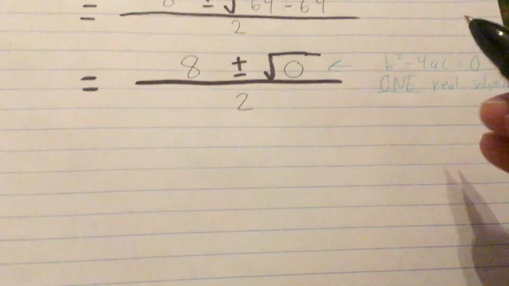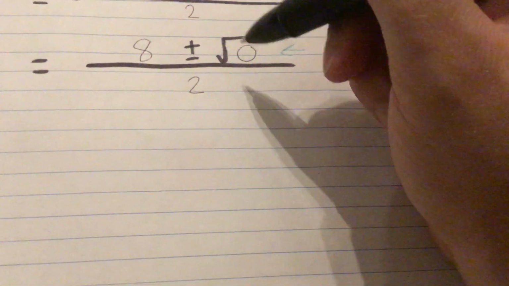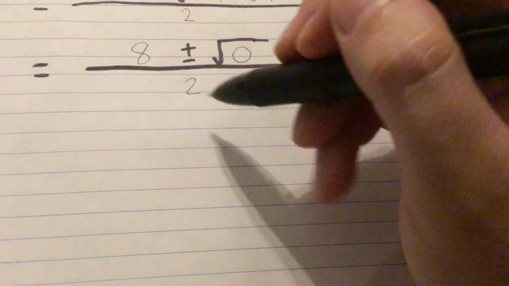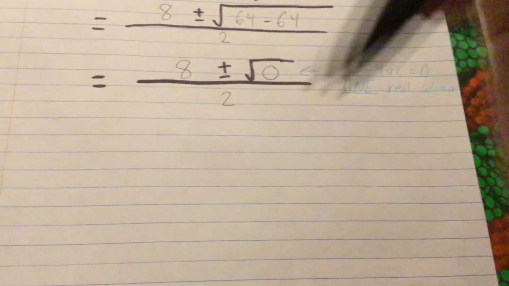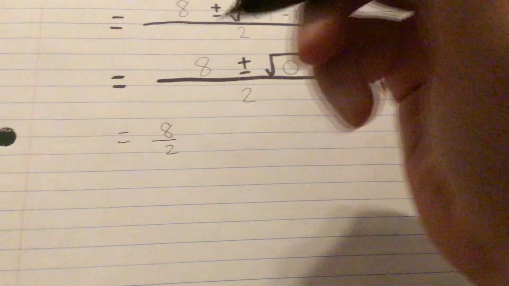So think about it like this. If the square root of 0 is 0, then we do 8 plus 0 over 2 and 8 minus 0 over 2. Either way, you're going to get 8 over 2. So why not just cut to the chase and say, hey, 8 over 2, which means that x is equal to positive 4, which is what we said in the very beginning.